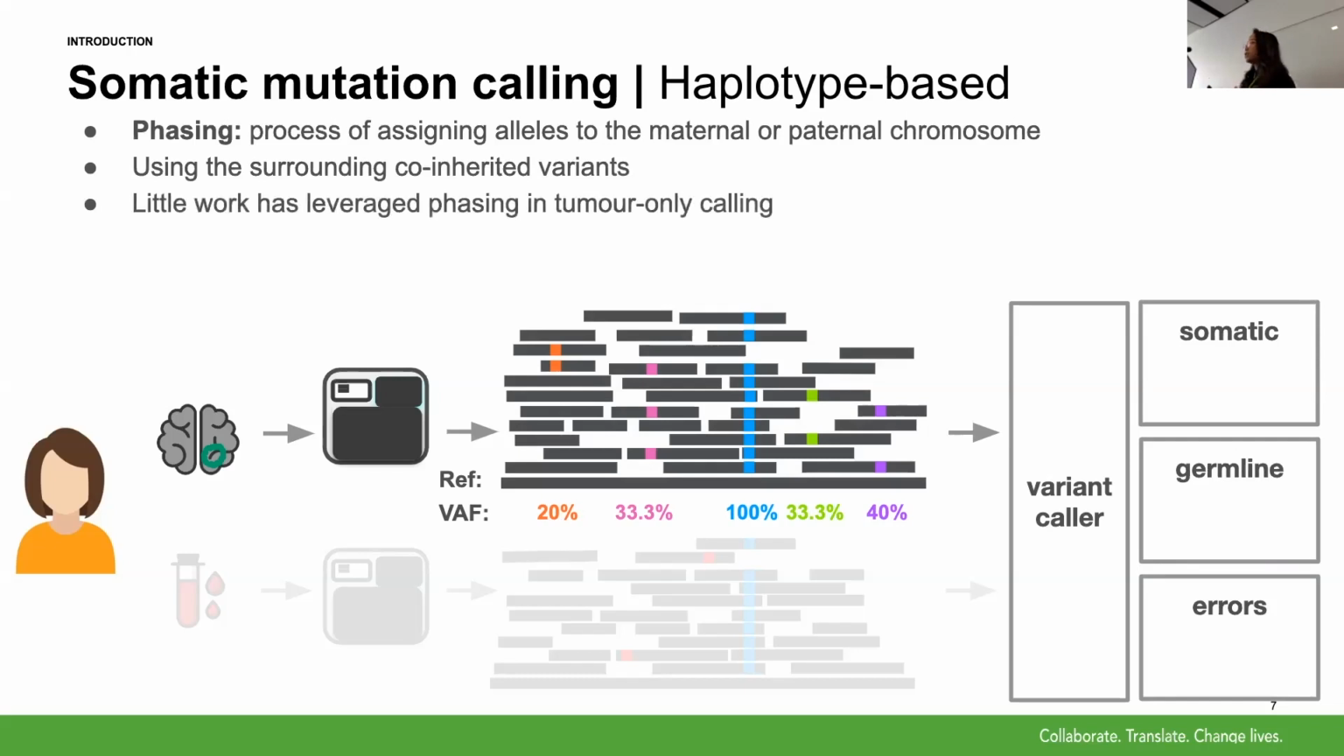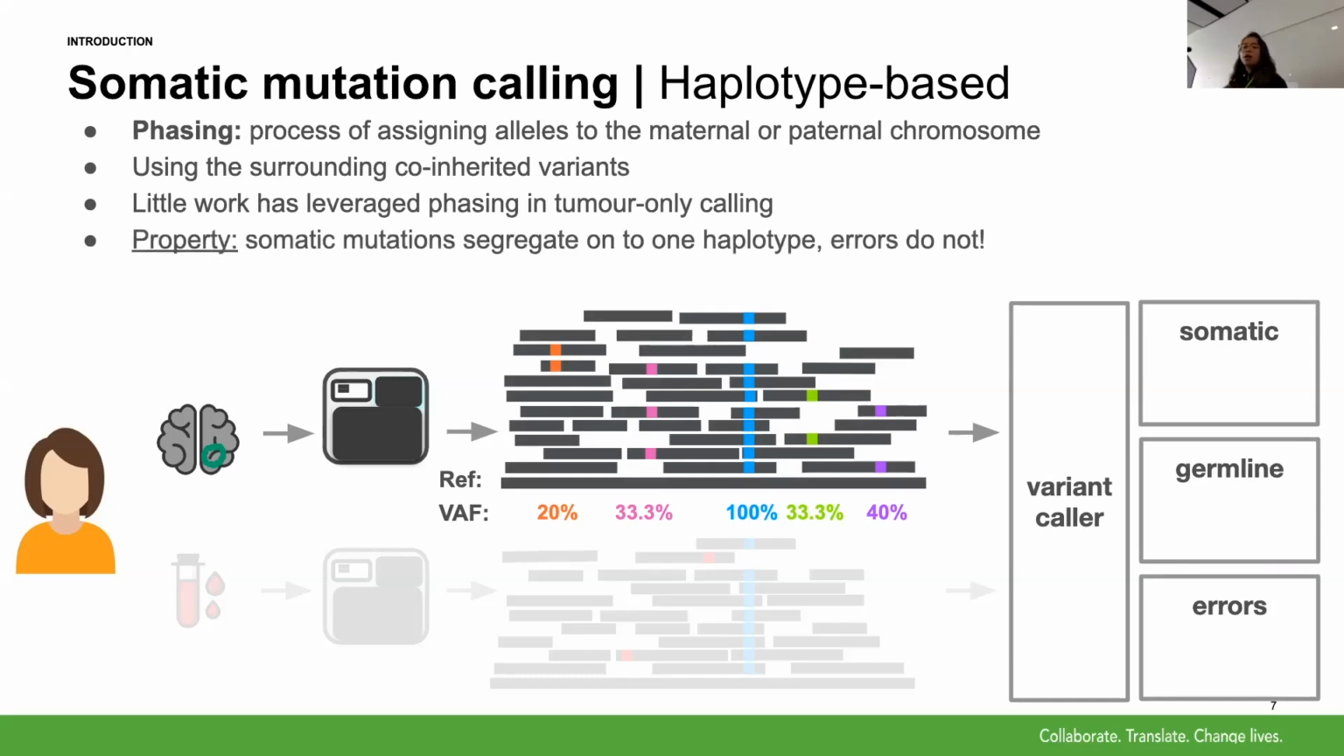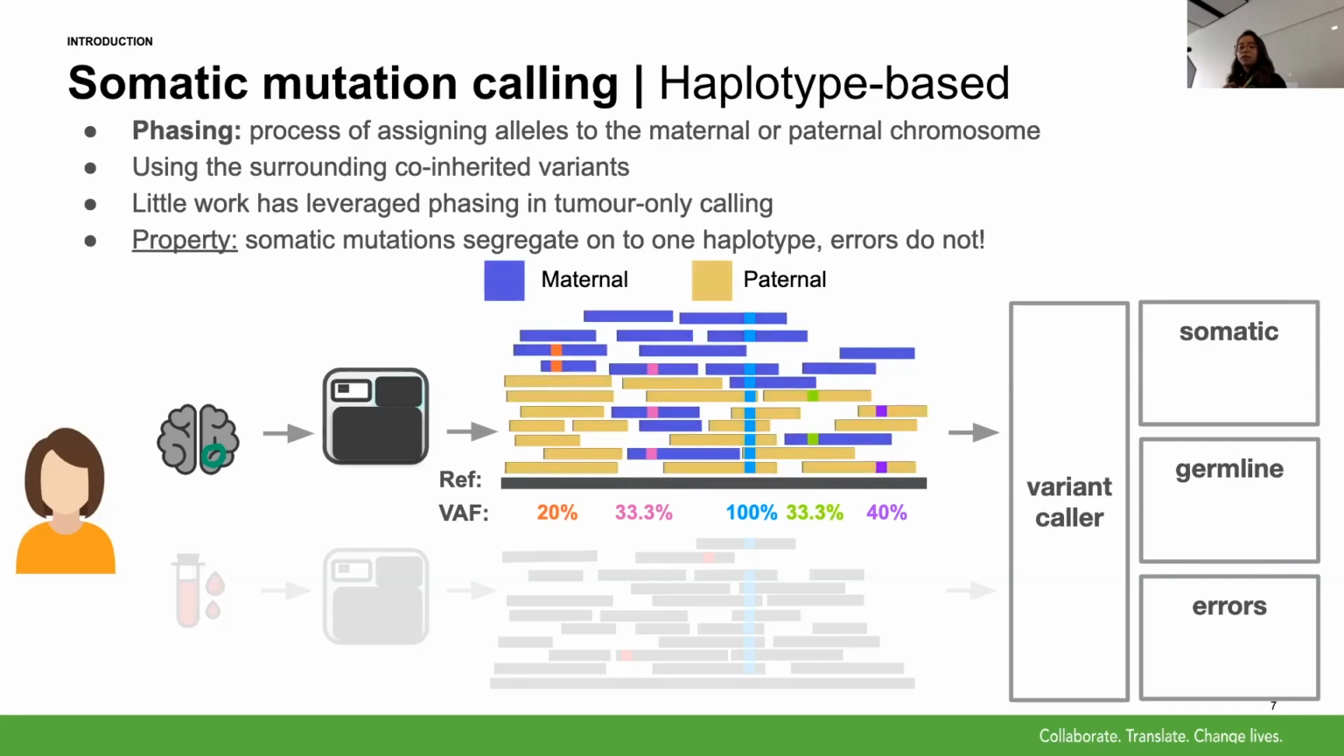Little work has actually leveraged the phasing information in tumor-only calling. And the property that we would want to use when we use a haplotype-based approach in this tumor-only calling mode is that somatic mutations segregate onto one haplotype, whereas errors do not. If we know the phasing information, we know which chromosome the reads are coming from. So in this example, the orange one segregates onto the maternal haplotype, and so we're more confident that this is a somatic mutation. The same goes for this pink one here.